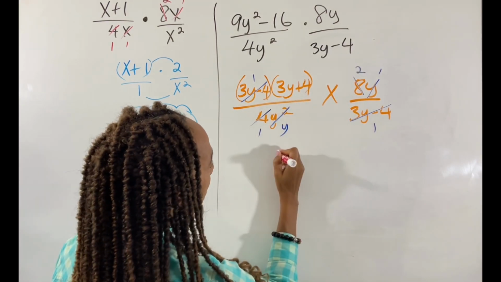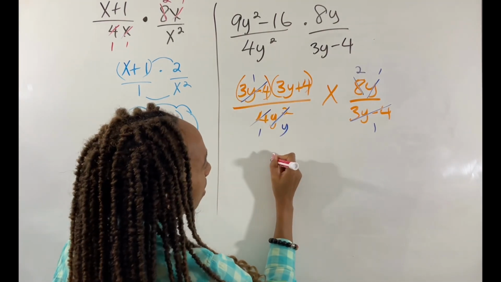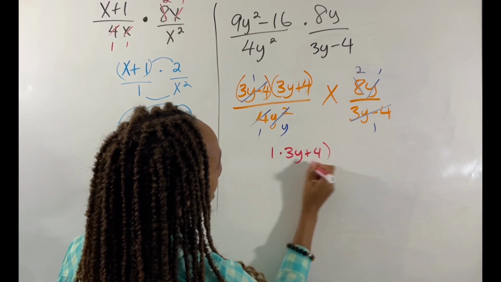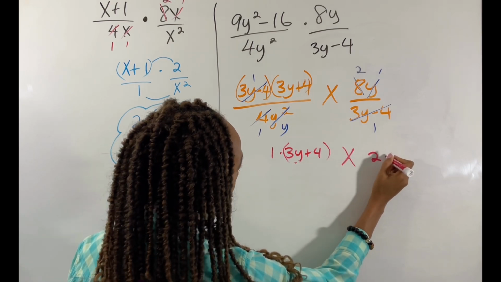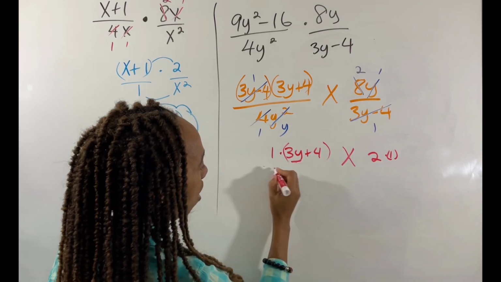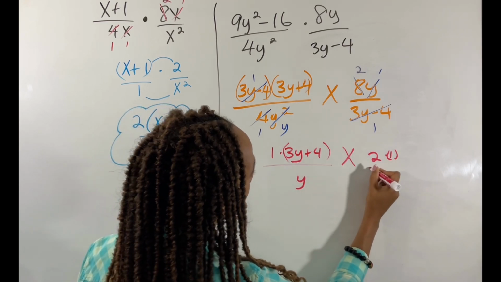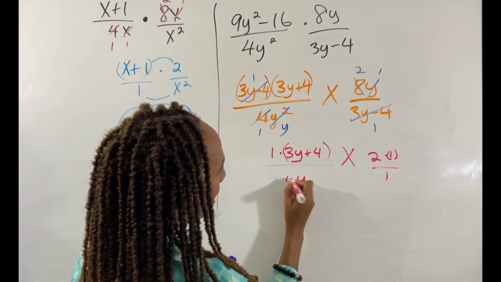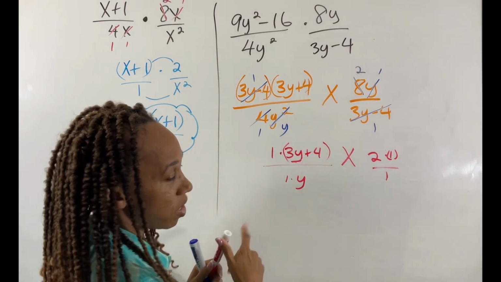So what is left, I have my 1 times the 3y plus 4. Let's write this here, for those students who need to see where I'm coming from. For those students who are stronger in math, they can just jump right to the chase and see what everything is. This will be a 1 in front of it times that. So 1 times anything is going to be that thing.